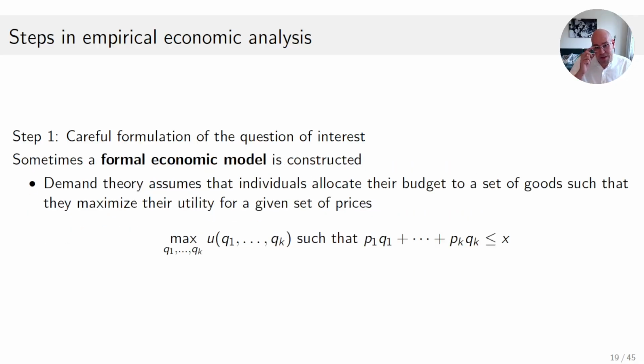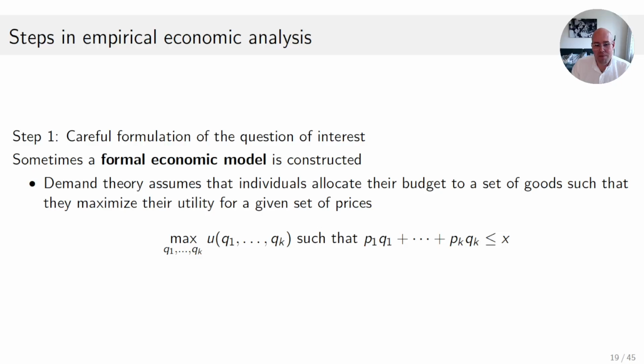Sometimes what we do is we construct a formal economic model and let that help us to formulate our question of interest. So an example of a formal economic model could be a demand model. So demand theory assumes that individuals allocate their budget to a set of goods so that they maximize their utility for a given set of prices.